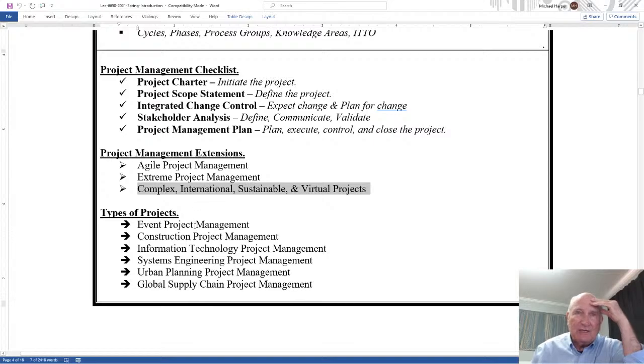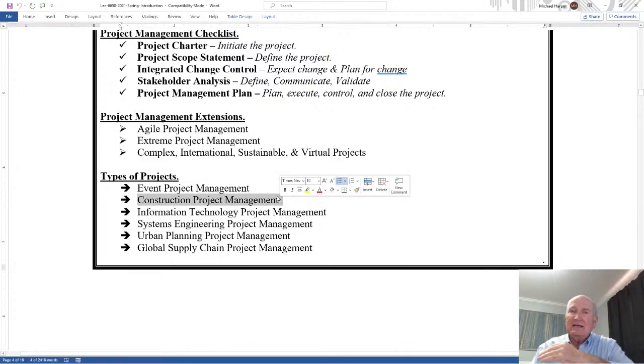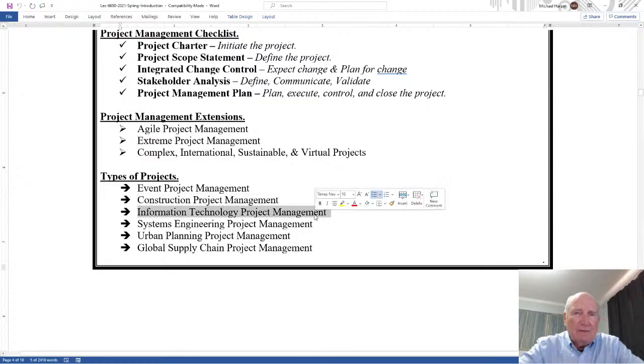And the types of projects, well, we can have event project management, which is really popular today. Construction project management, again, is pretty much everywhere. If you're in business, you'll be around construction project management, renovation, building, construction somehow, somewhere. Information technology, this is really two types. One is software development, one's hardware development, to oversimplify it.